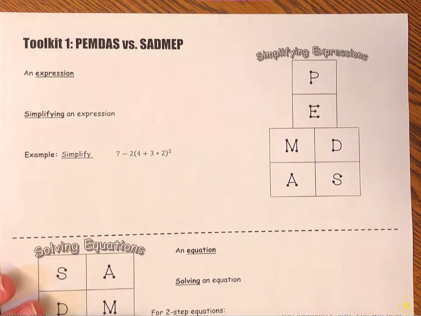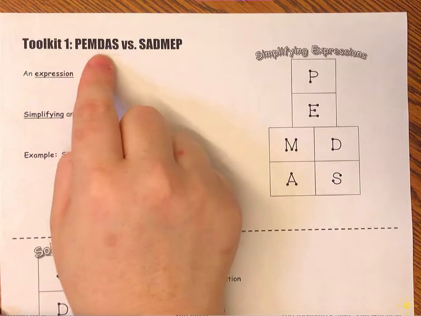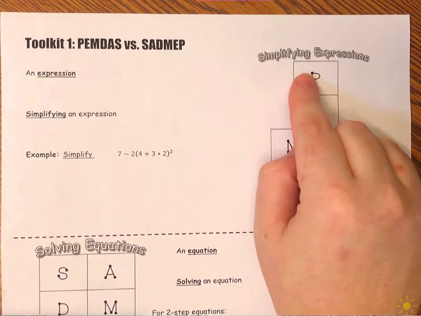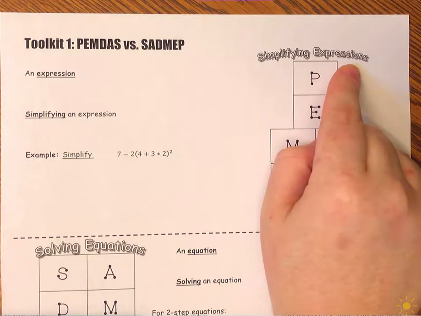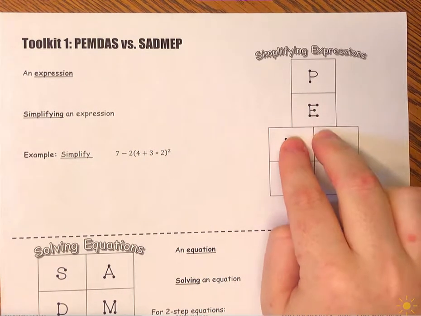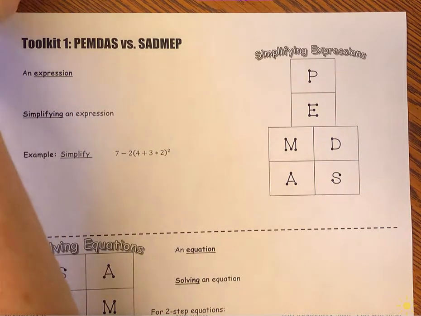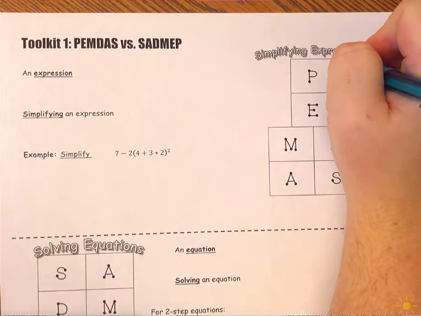This video is on the order of operations. We're going to be using PEMDAS versus SADMEP. So PEMDAS is used when we have simplifying expressions. It's P-E-M-D-A-S. The P stands for the parentheses.